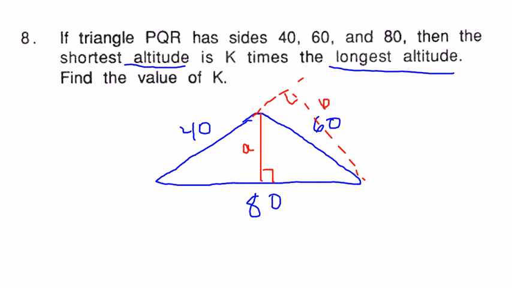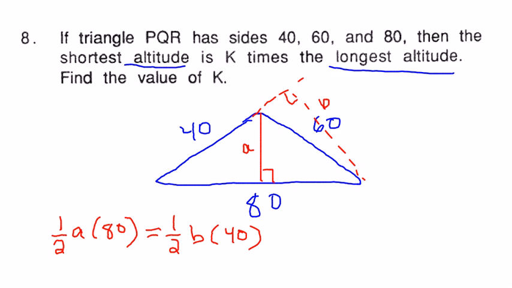So one way to find the area of this triangle is going to be 1/2 the altitude A times 80. And so 1/2 A times 80 is the area of this triangle. But we can also do the area of the triangle being 1/2 B times 40, because this is our base and then B is our height. And these both represent the area of the same triangle, so you set them equal to each other.